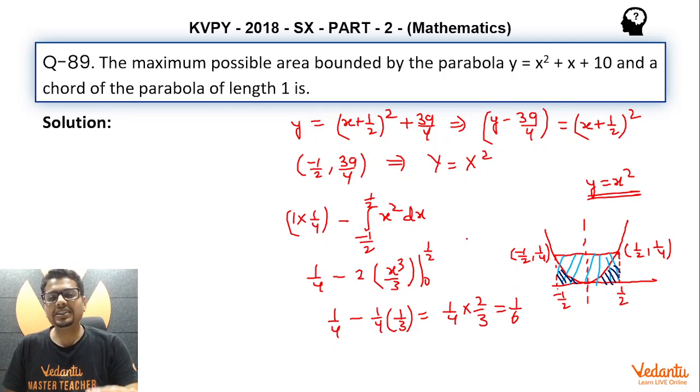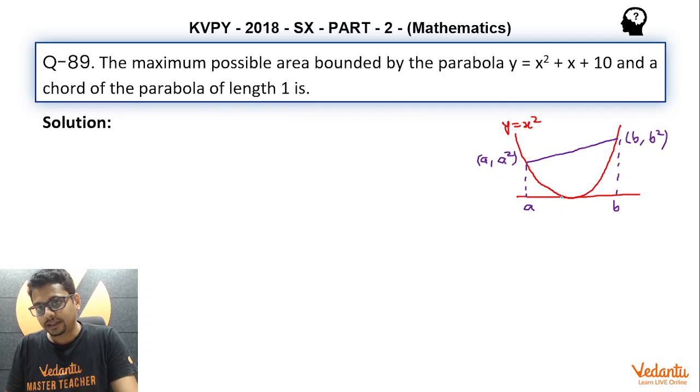Now I believe you must be convinced about this shifting of origin thing. But you may not be very much convinced about how we said this by symmetry. So let's take a general case with y equal to x square and a general chord. So here y equal to x square curve, this is the x-axis, and let me take any two general points a comma a square, b comma b square, and without loss of generality a less than b. So here what we want is this area minus this area.